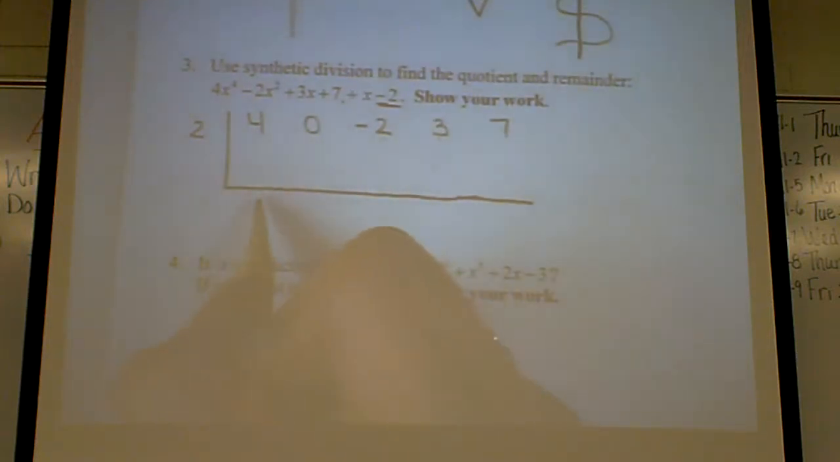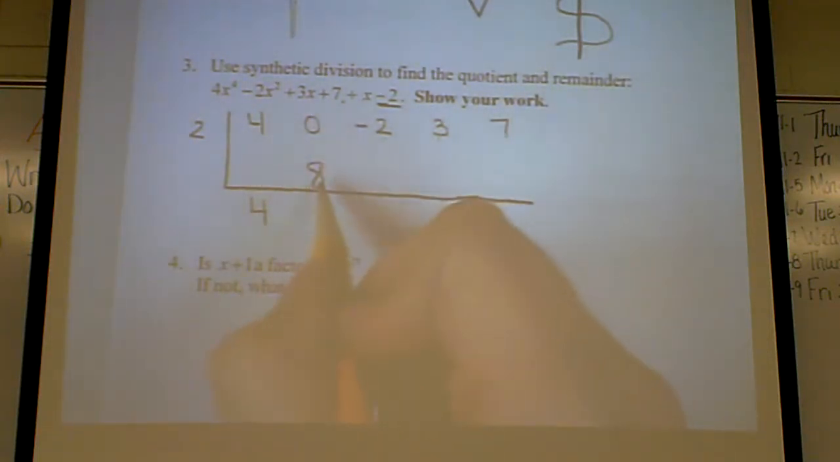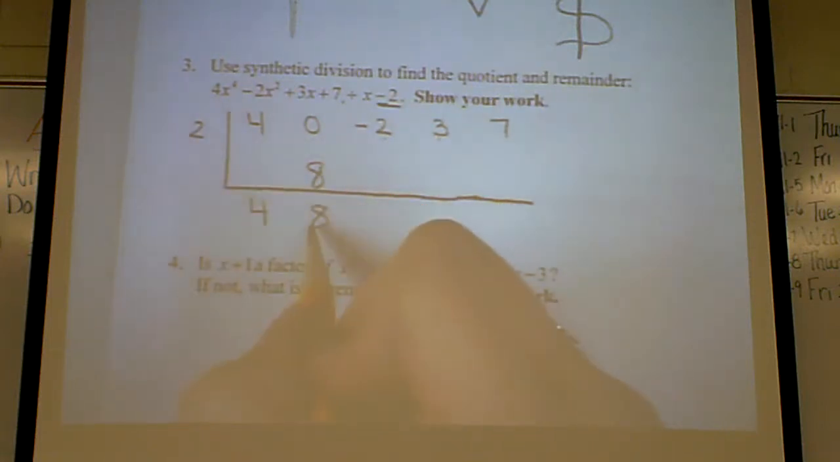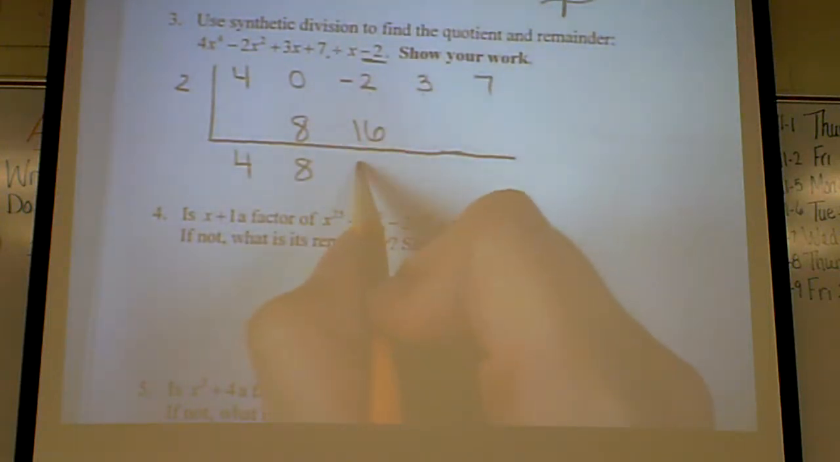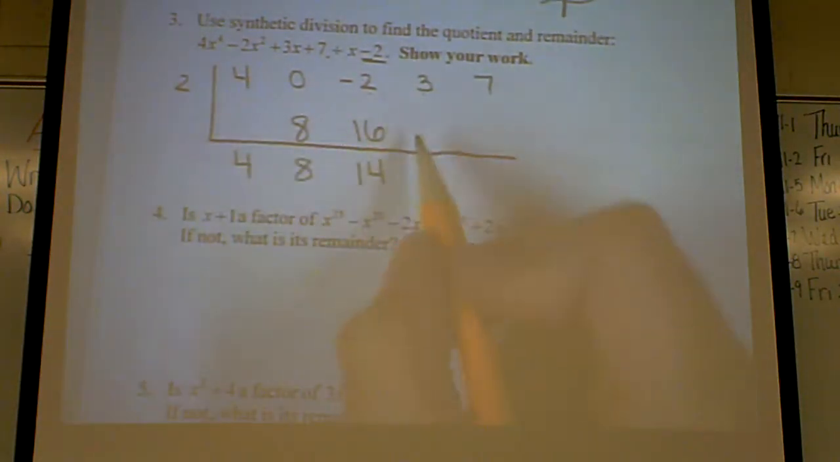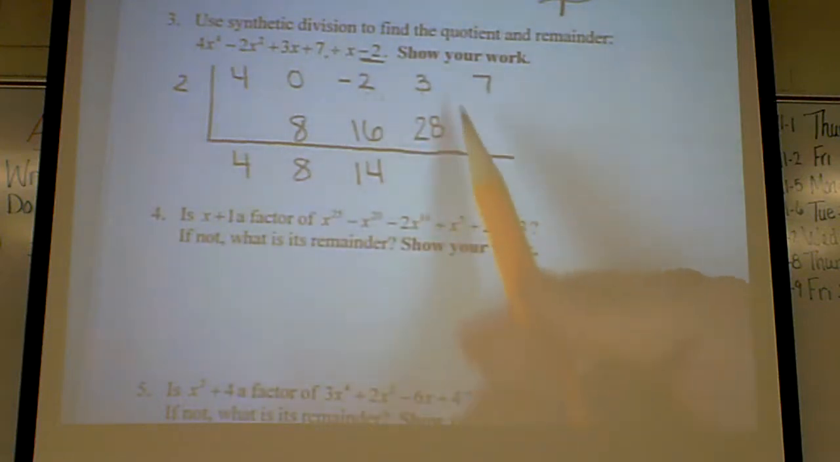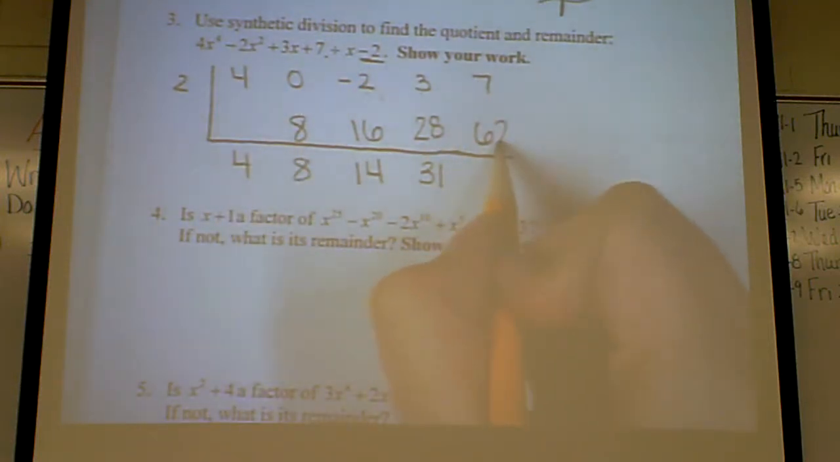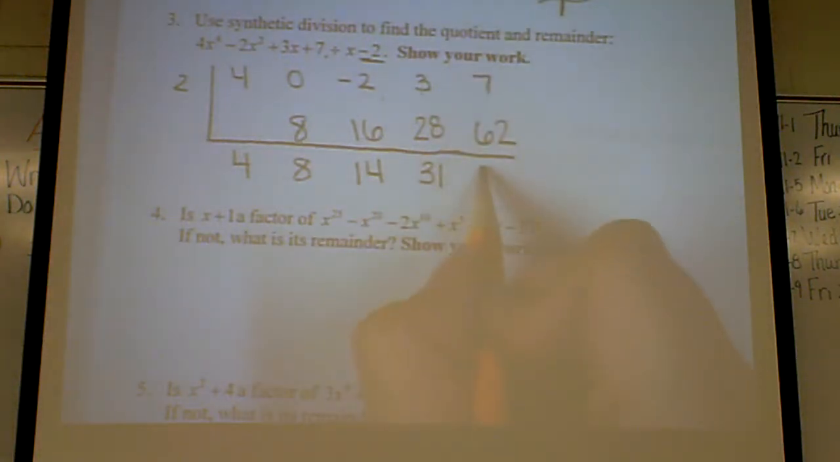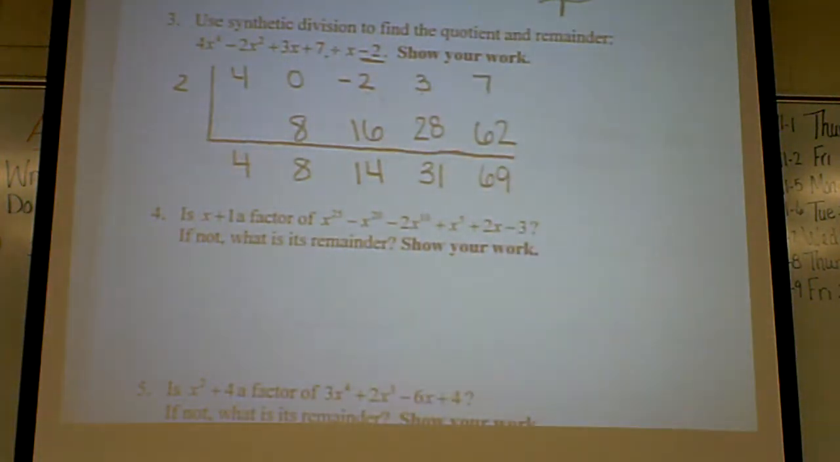So when I do this, I bring down my 4, and I multiply these, I get 8. Add these, 8. Multiply, 16. Add, I get 14. Multiply, 28. Add, I get 31. And multiply to get 62. And add these, I get 69. So what is my answer?